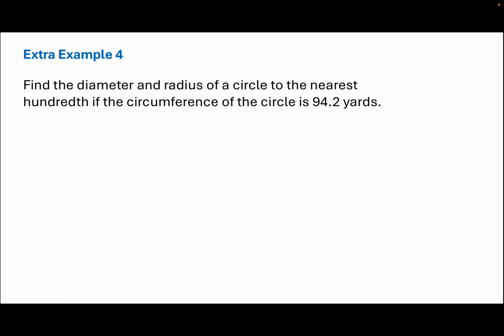All right, I have an extra example 4 if you needed to see it, but it's simply a matter of taking the 94.2, that is the circumference, and dividing it by pi to get the diameter, or taking the 94.2, the circumference, and dividing it by not just 2, but also pi to get our radius.